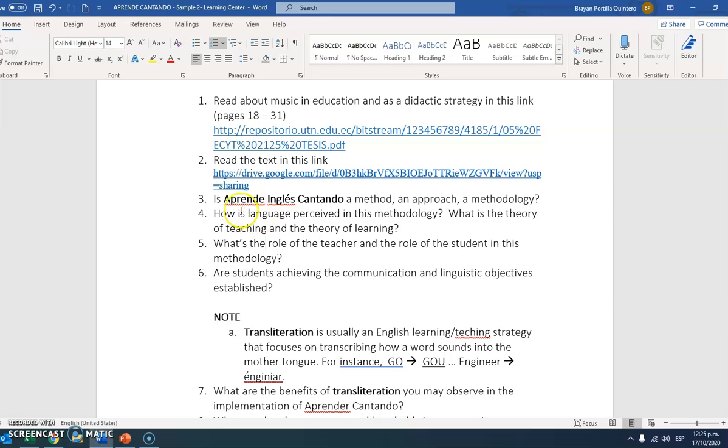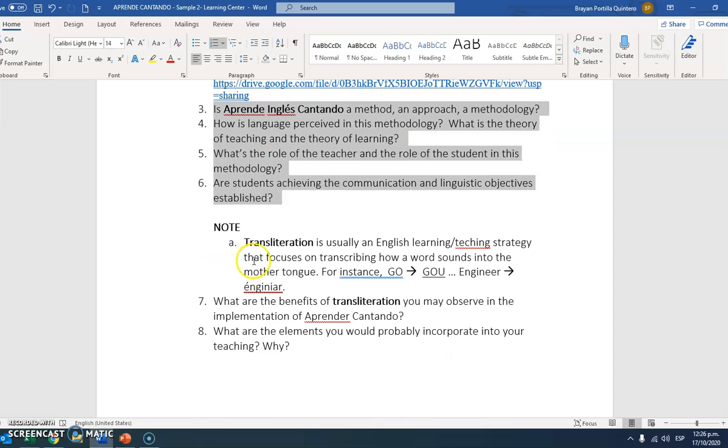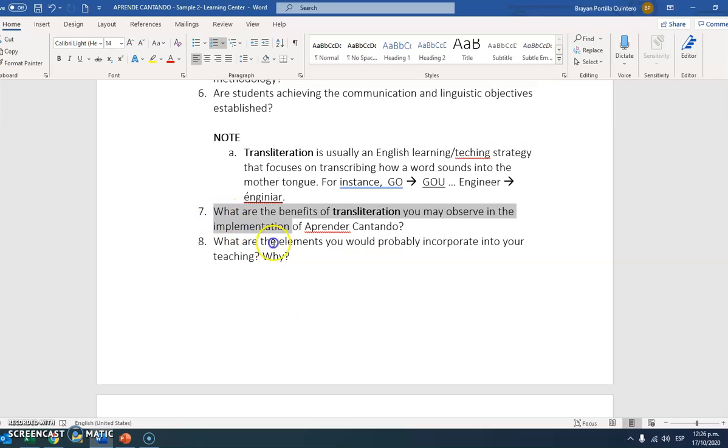What is the role of the teacher? So these questions that are here need to have an instruction that says, read the instructions and answer the questions, or answer the questions. And here there are some other questions.